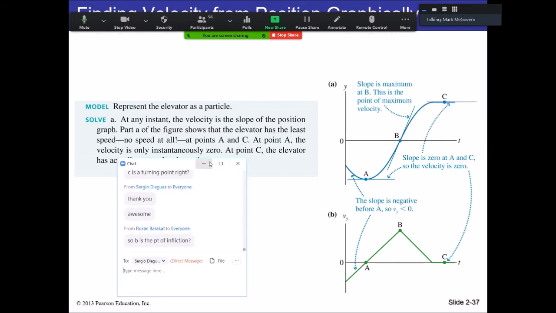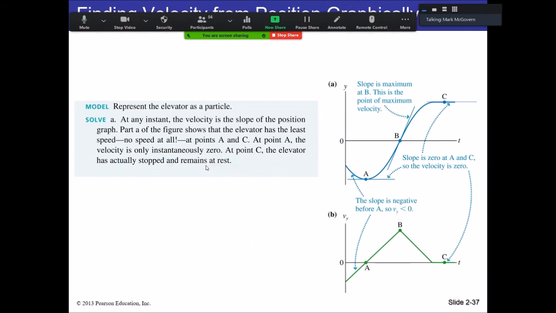B is an inflection point. You bet. Something interesting happens at B. What happens at B is the acceleration changed. Yes, it changed. So the second derivative is a little wonky.